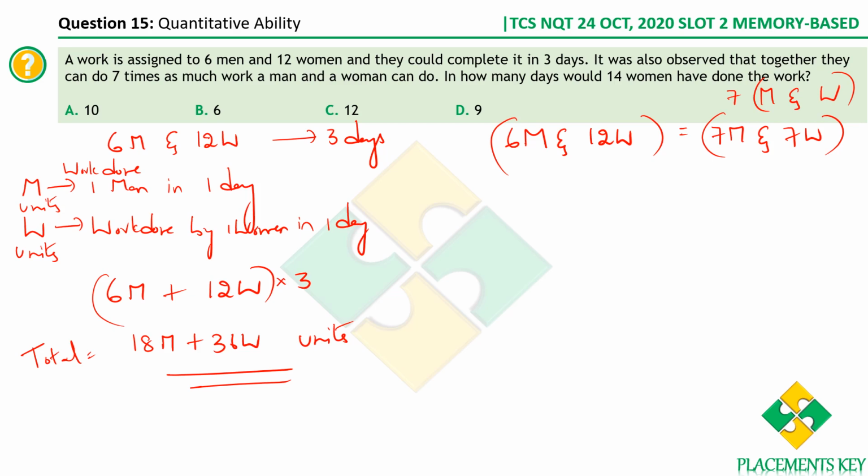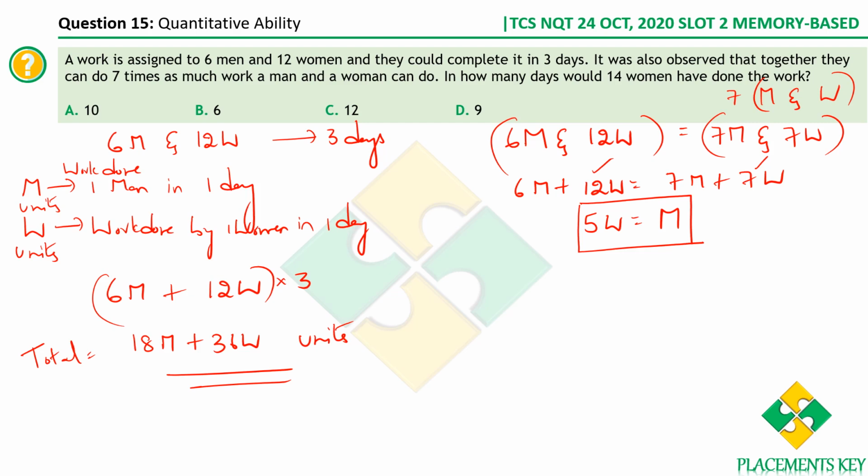So we know that 6 men can do 6M units of work, 12 women can do 12W units of work in a day, and 7 men can do 7M units of work in a day and 7W. So I'm substituting the same thing. So what do we get? 6M plus 12W is equal to 7M plus 7W. Let me transpose this. So we get 5W is equal to 7M minus 6M, which gives you M. Therefore one man's work is equivalent to 5 women's work. So a man is 5 times as efficient as a woman.